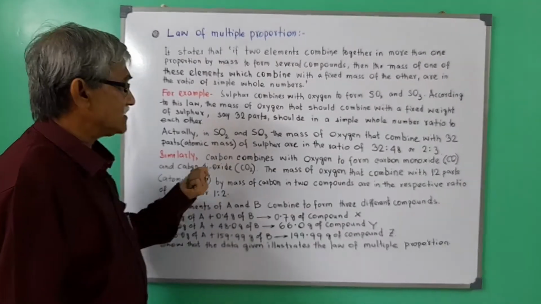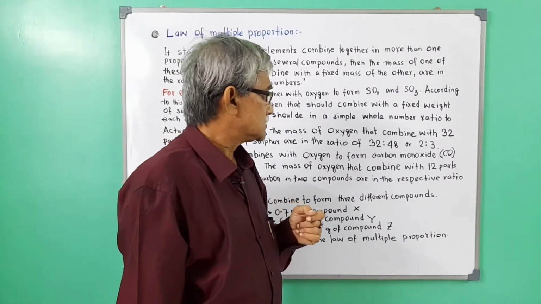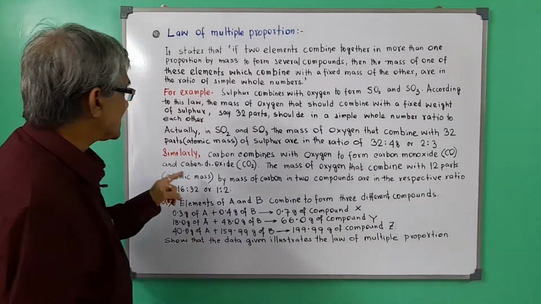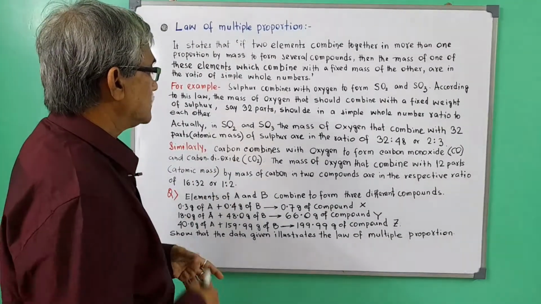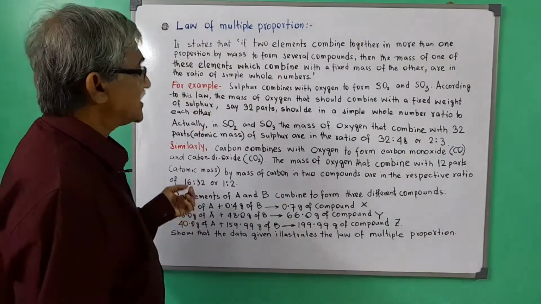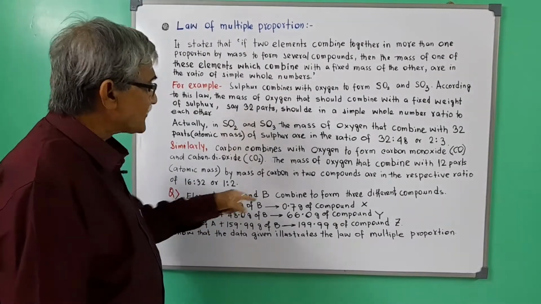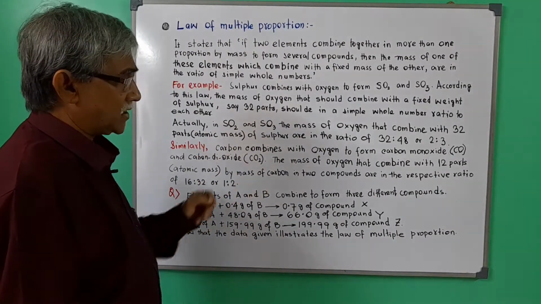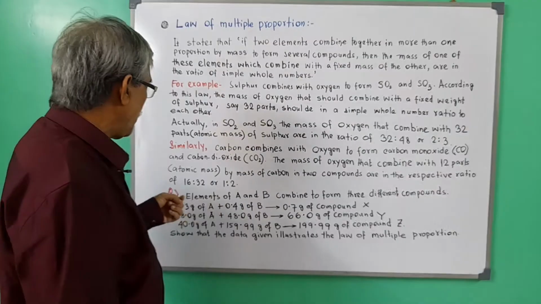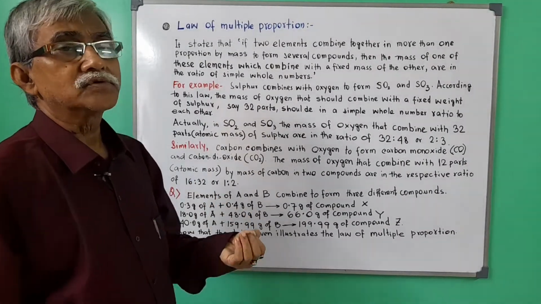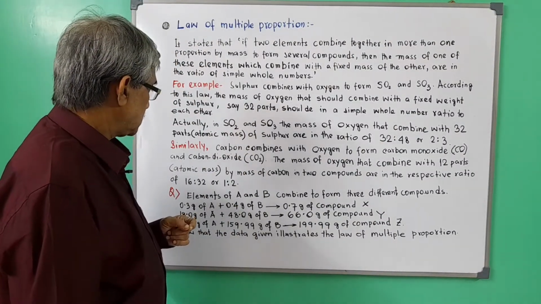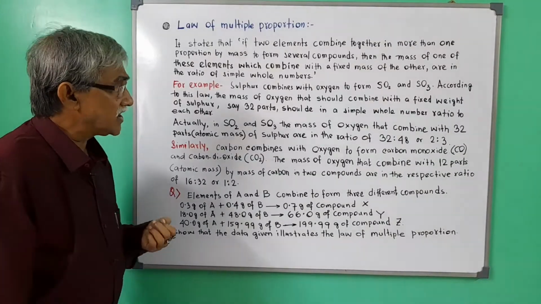Similarly, carbon combines with oxygen to form carbon monoxide, that is CO, and carbon dioxide, that is CO2. The mass of oxygen that combine with 12 parts, that is the RAM of carbon, by mass of carbon in two compounds are in the respective ratio of 16:32, or simply 1:2. So this is the basic tenet of the law. Now let us take one illustrative question.